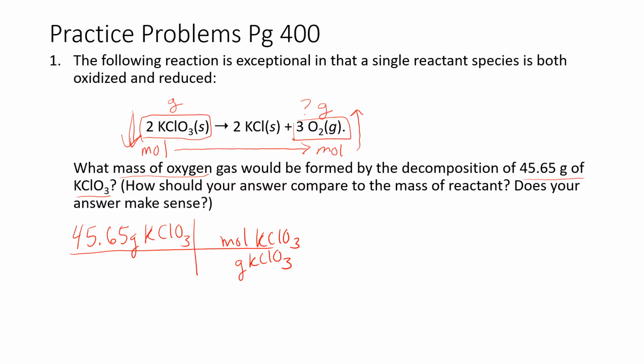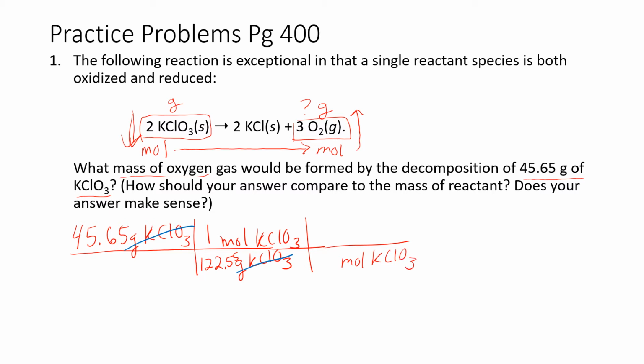So we've got a potassium with a mass of 39.1 plus chlorine, which is 35.45, plus 3 times oxygen, which is 16. So we get a mass of 122.55 grams per mole. That is our molar mass. That allows us to cancel out the grams of KClO3 and we're left with moles of KClO3. So our next step is to change our chemical. We want to get rid of KClO3.